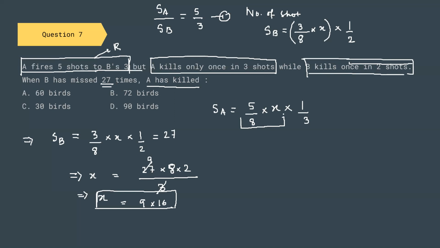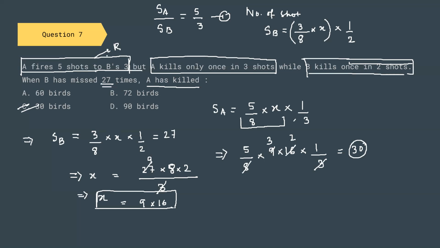So 5 by 8 into x is the total shots, into 1/3 is the kill shots by A. So the number of birds killed by A will be 5 by 8 into the value for x we know, that is 9 into 16 into 1 by 3. So we can just reduce this particular equation. So 8 becomes 2, this becomes 3, 5 2s are 10, and 10 into 3 is 30. So A has killed 30 birds. So this is our final solution.